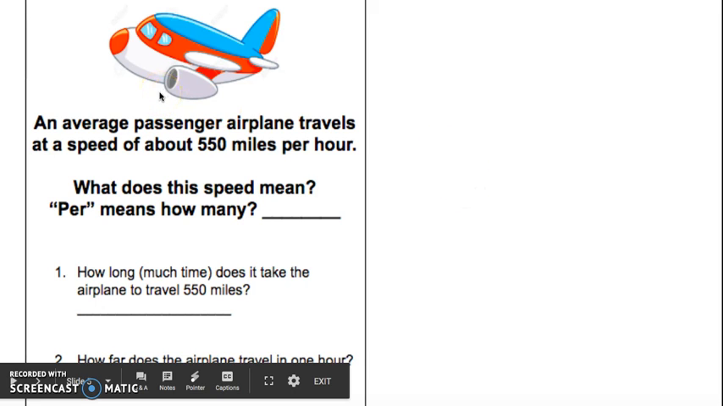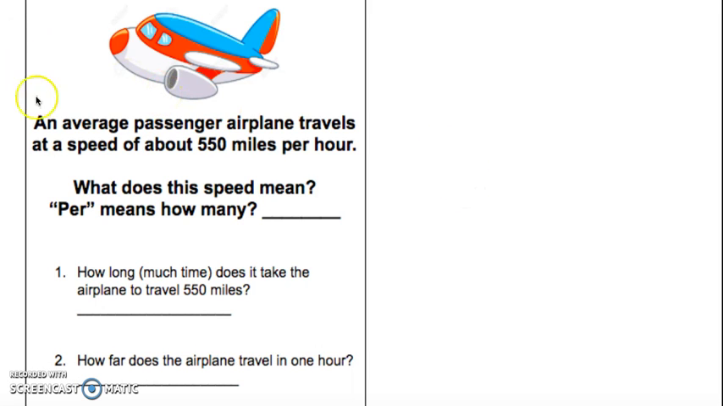Number 3, students, is a little different, so listen carefully. An average passenger airplane travels at a speed of about 550 miles per hour, or mi/h. Okay, so now we know the speed. What does this speed mean? Okay, so what we're saying is, what does per mean in this word problem? How many hours is it talking about? Write the answer here.